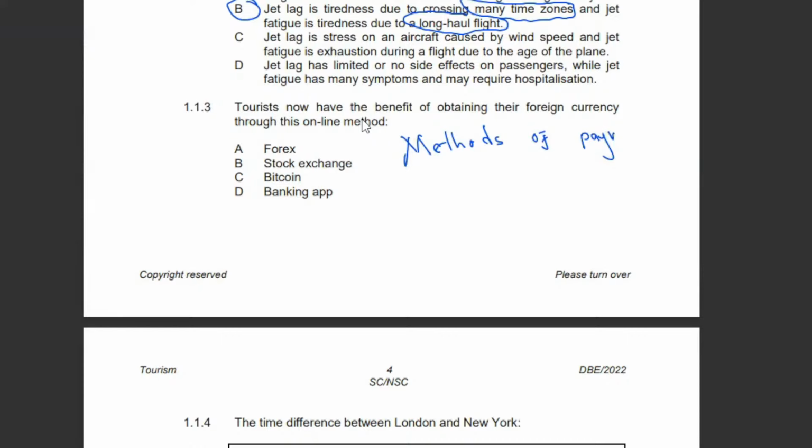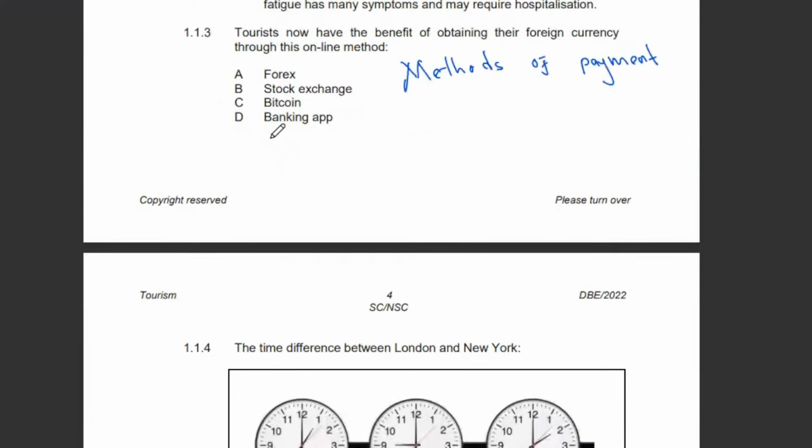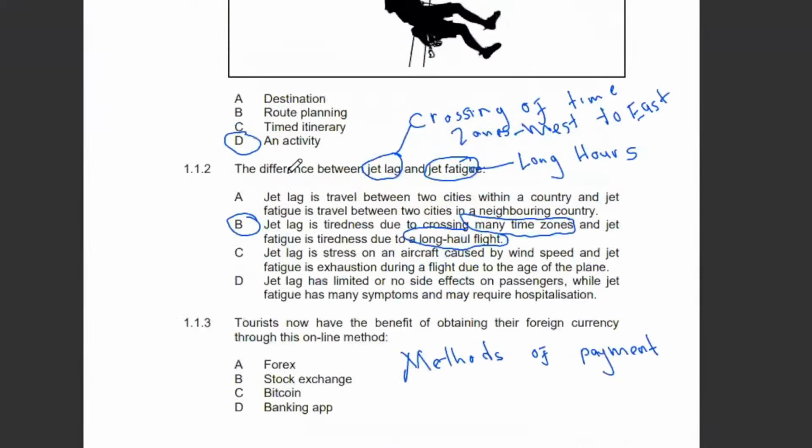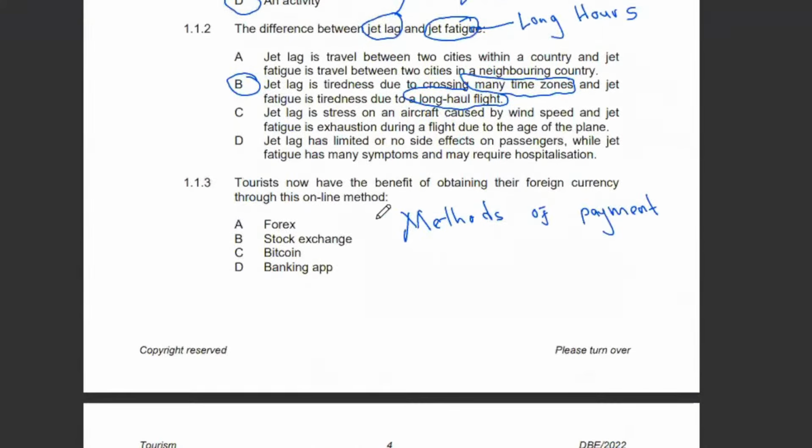As you all know, times are changing, even the payment methods are changing as technology changes. So there is now a new method of obtaining foreign currency online. So let's look at the options which are given. On A, we do have Forex. It does not match what the question requires.